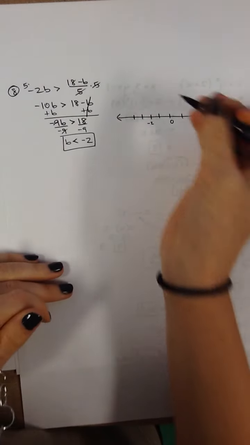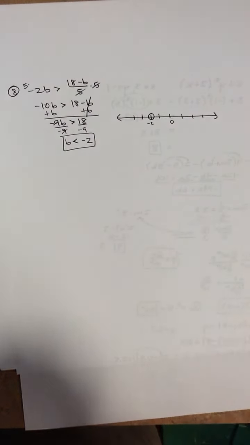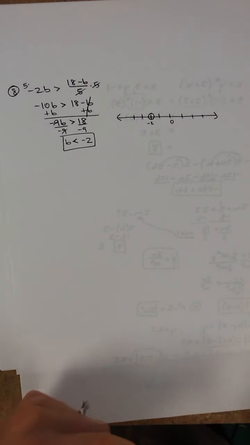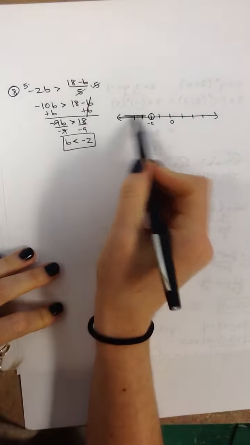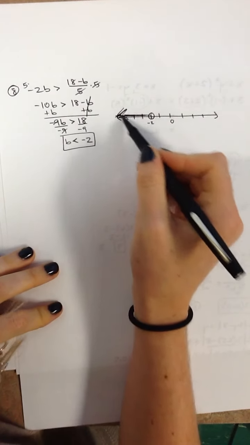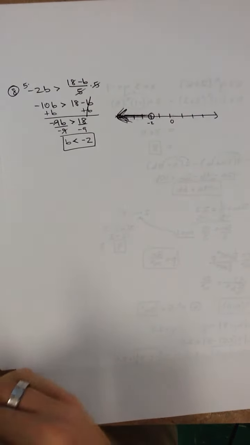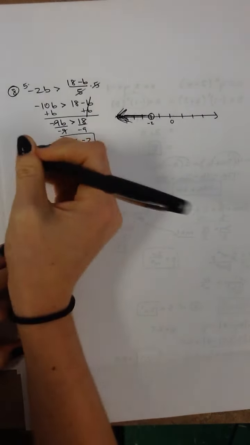So here, because I just have a less than, I'm going to put an open circle. I don't have the or equal to, so the negative 2 is not actually included. And then this is a less than symbol, which means I shade off to the left. So I am shading everything over here to the left. And then that would be my final answer. Number 9.